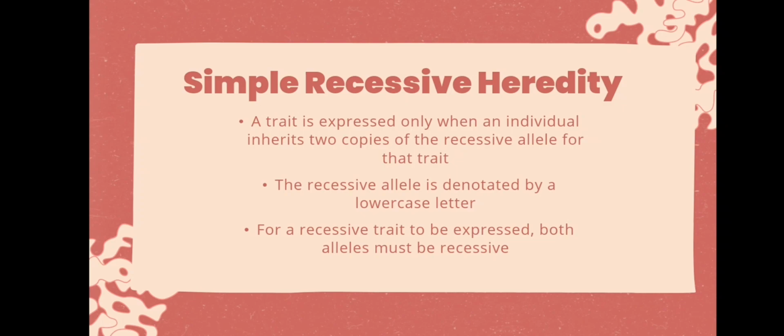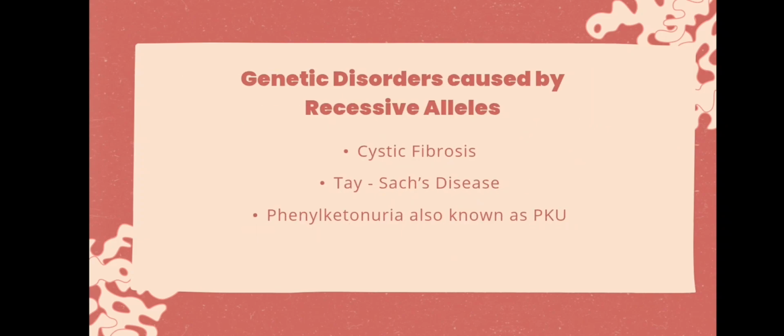The recessive allele is denoted by a lowercase letter. For a recessive trait to be expressed, both alleles must be recessive. Here in our module, there are different genetic disorders that are caused by recessive alleles. These are cystic fibrosis, Tay-Sachs disease, and phenylketonuria, also known as PKU. I will give you a simple description of these three.